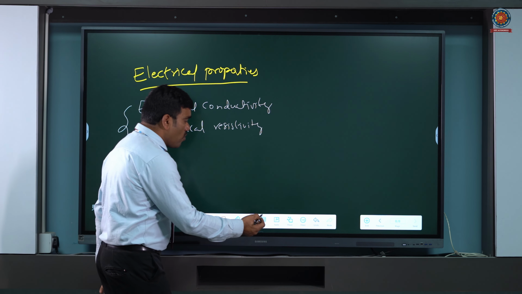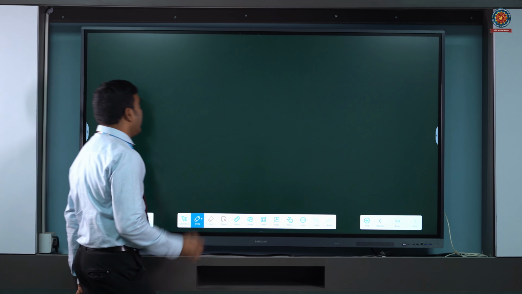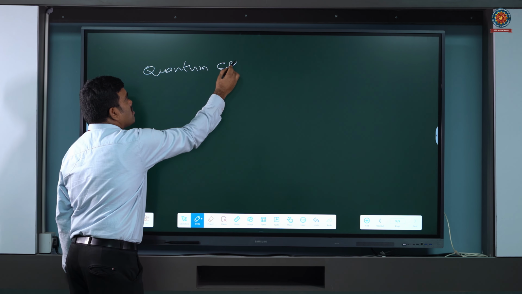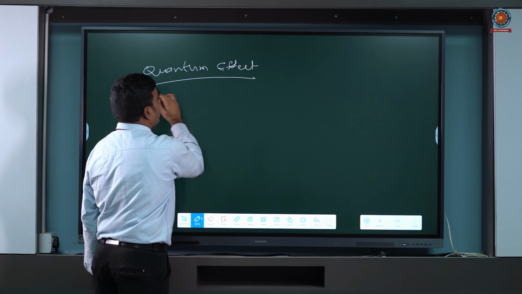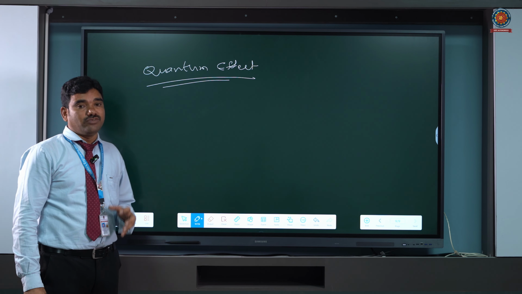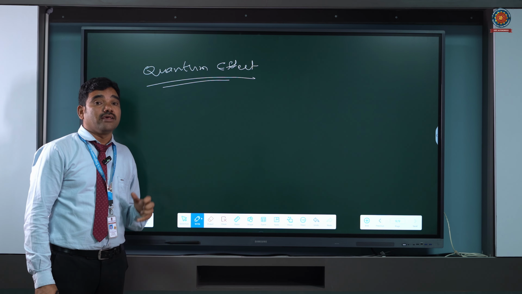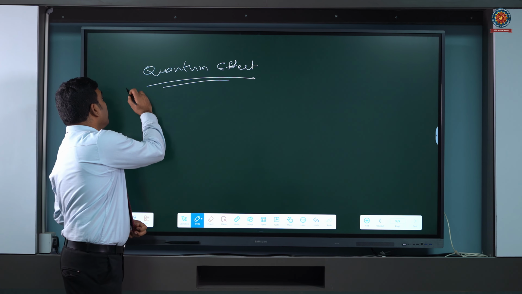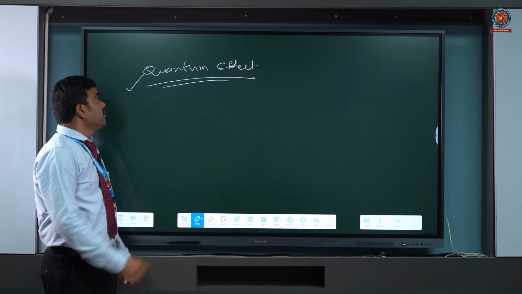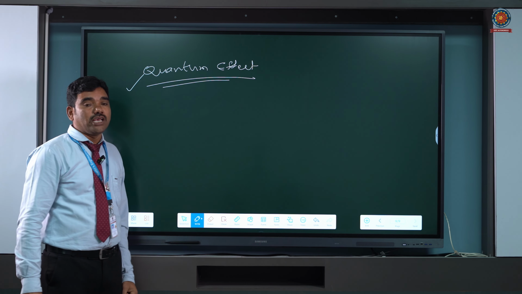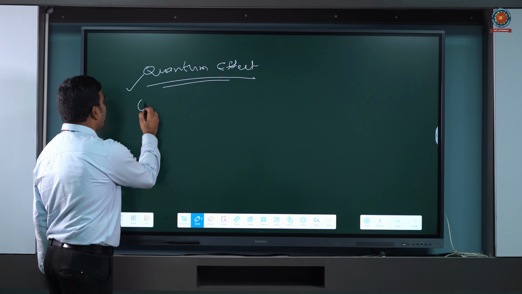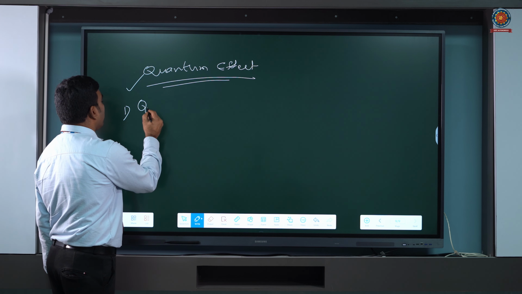Another one is quantum effect. Quantum effect depends on quantum size. Classical mechanics did not say anything about the quantum effect, but quantum effect depends on quantum size. Even though we know the quantum size and quantum phase, one is quantum dots.